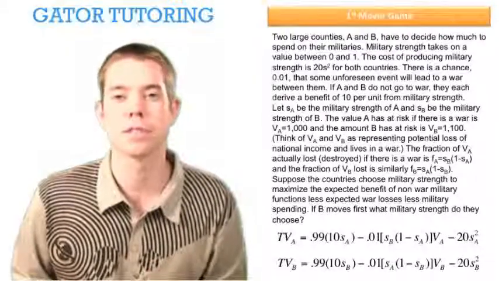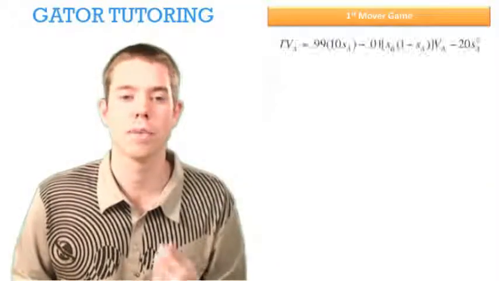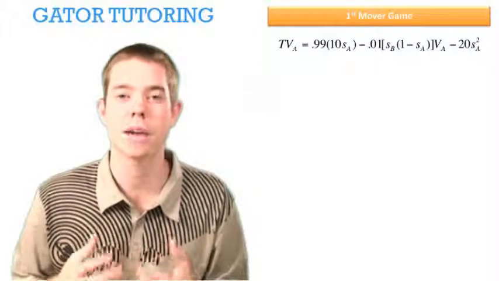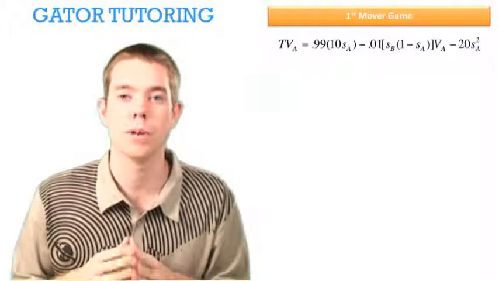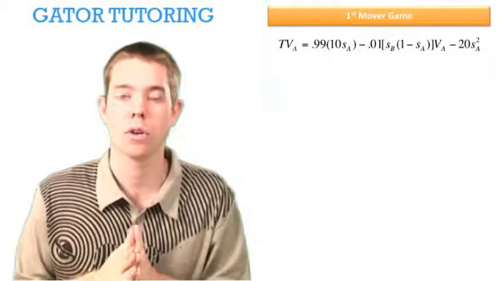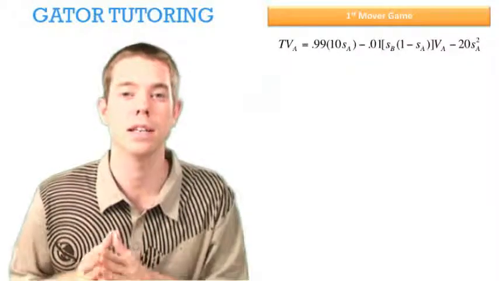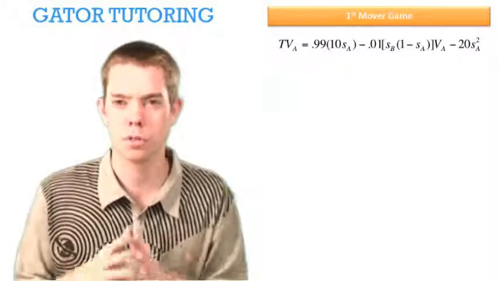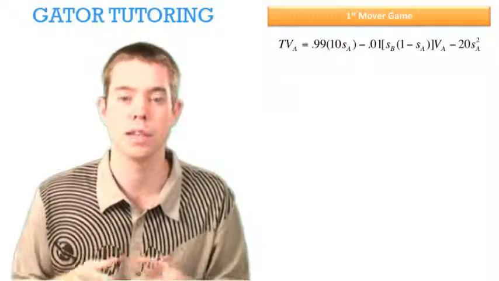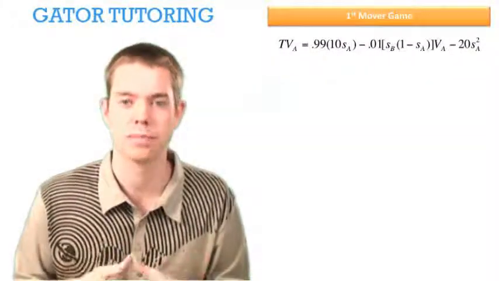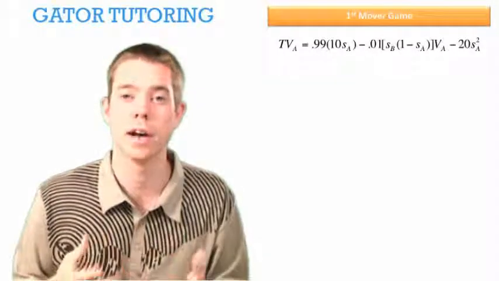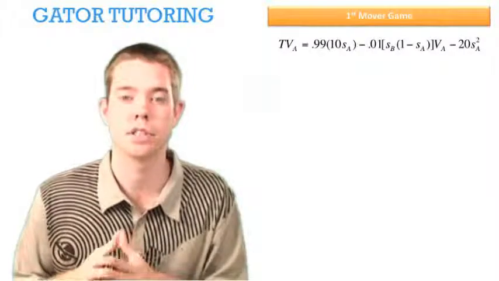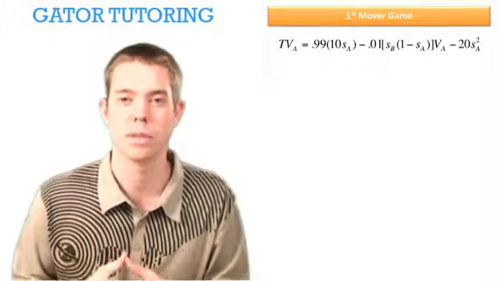Now, since B is the first mover, we want to start from A's total value function. This is because we want to get A's reaction function. Remember, a reaction function tells us how country A will respond to any given choice by country B. So if country B is moving first, and we're assuming they all know all this information, country B could easily find A's reaction function, and then use that information to make the best decision about picking the strength of their military.